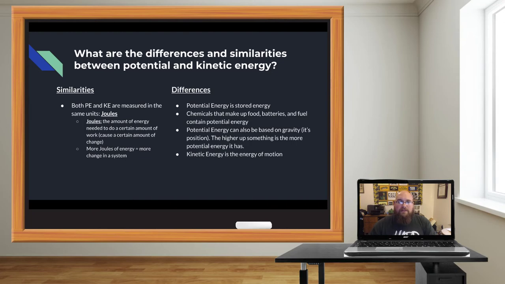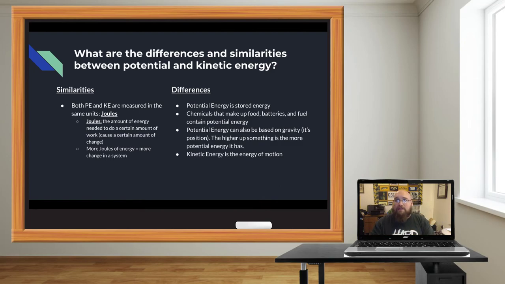What are the differences and similarities between these? Well, similarities: both potential energy and kinetic energy are measured in joules. Joules is the amount of energy needed to do a certain amount of work, or cause a certain amount of change. More joules of energy means more change can occur in the system. Think of it kind of like a currency. The more joules you have, the more you can change about the system.